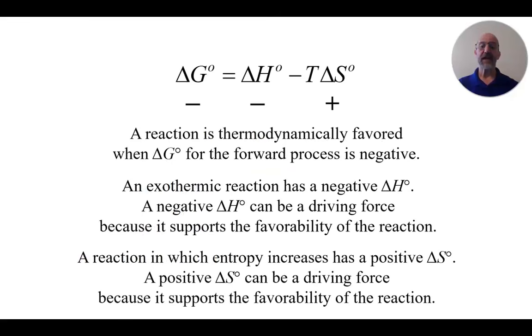A reaction is thermodynamically favored when the sign of delta G for the forward process is negative. An exothermic reaction has a negative delta H. And so a negative delta H can be a driving force. Why? Because a negative delta H would support the negative delta G and the favorability of the reaction.